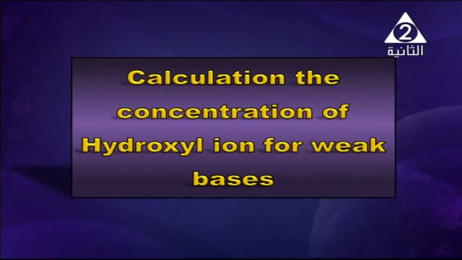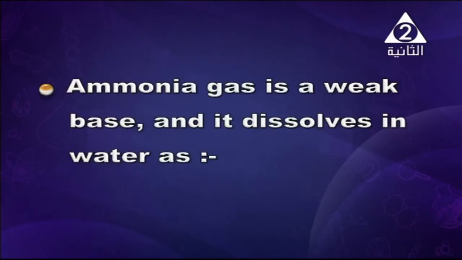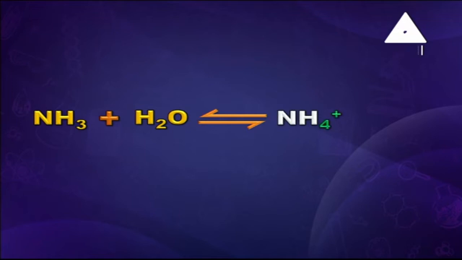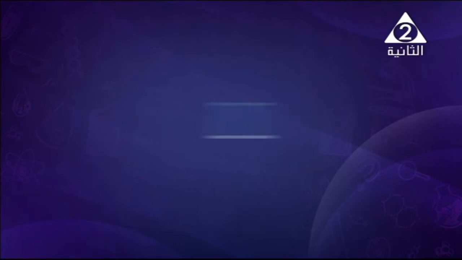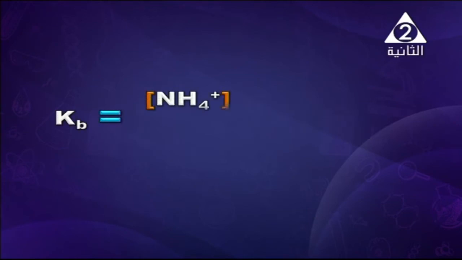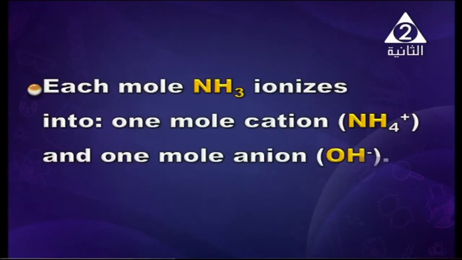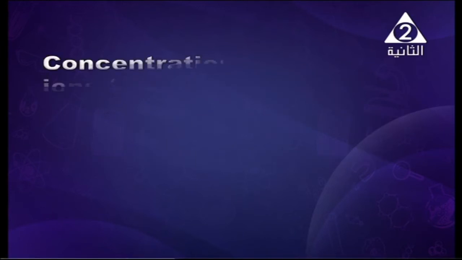Calculation of concentration of hydroxyl ion for weak bases. Ammonia gas is a weak base and it dissolves in water, giving ammonium ion and hydroxyl ion. So at equilibrium, Kb equals concentration of ammonium ion times the concentration of hydroxyl ion over the concentration of ammonia gas. Each mole of ammonia gas ionizes into 1 mole of cation ammonium ion and 1 mole of anion hydroxide ion.